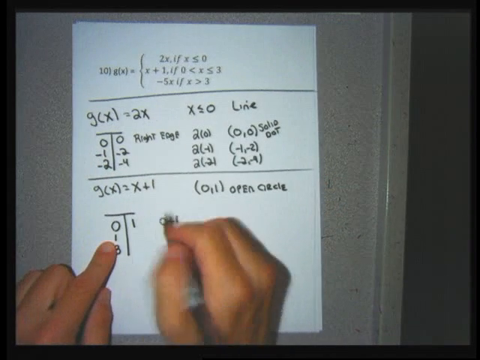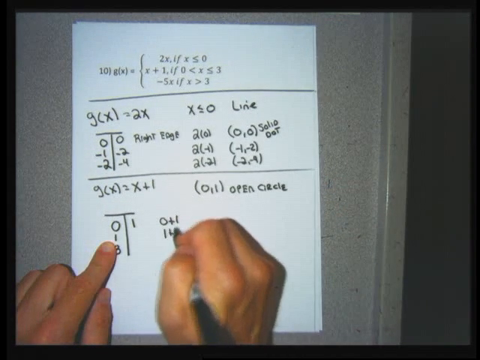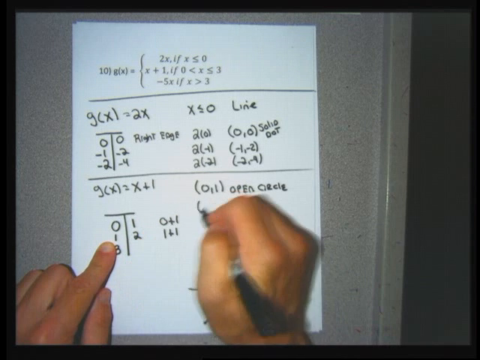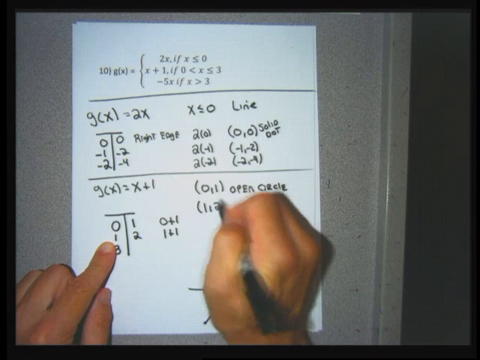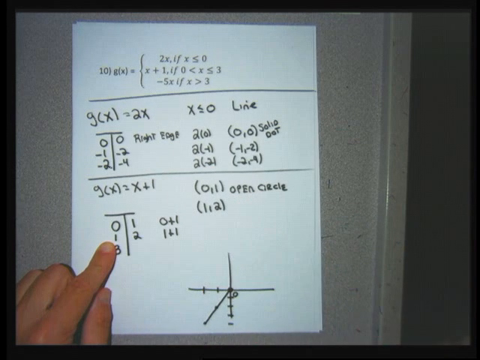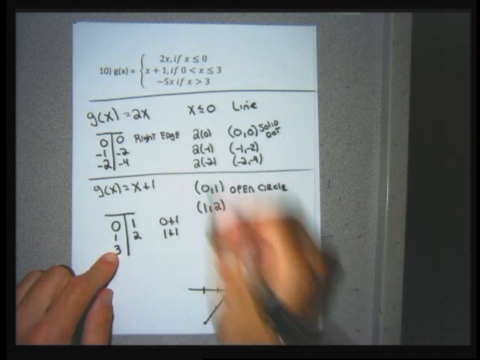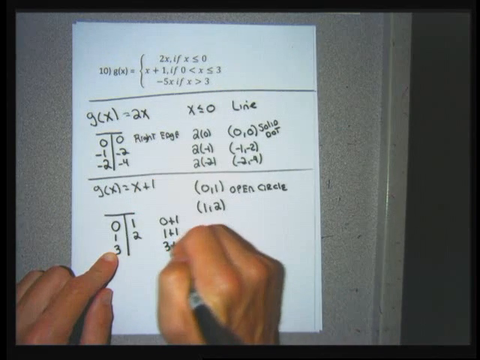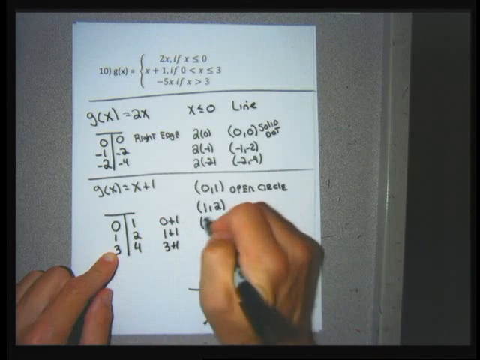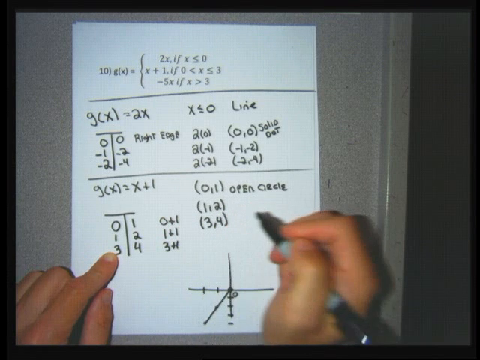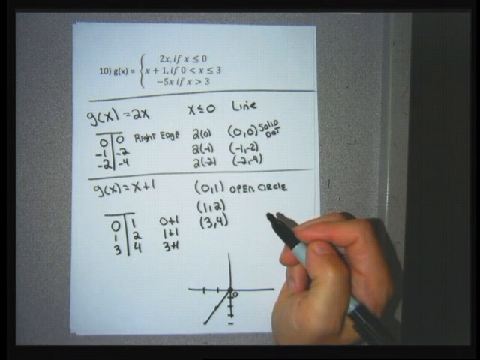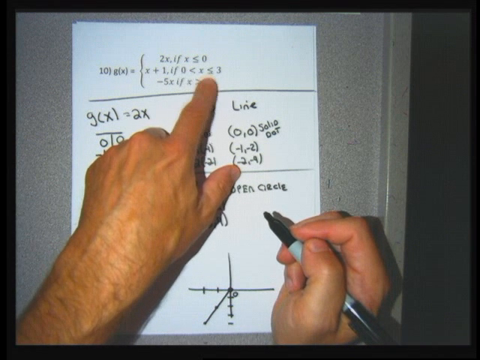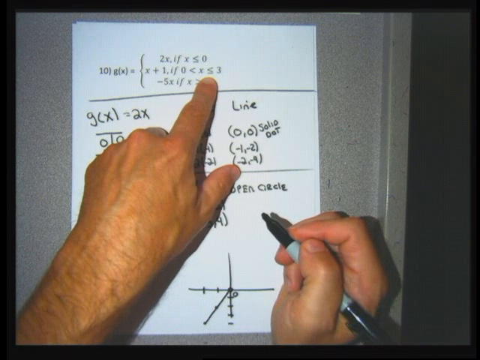I'm going to get an open circle. 1 isn't a boundary. A boundary point will always get a closed circle. When I plug 1 in for that x, I get 1 plus 1, which is 2. That's going to give me the point 1, 2. That's going to be a closed circle. And then the last thing I'm going to plug in is 3. I get 3 plus 1 is 4. So I'm going to plot the 3, 4. It's a boundary point. I have to decide whether it's an open or closed circle. I look at how the piece is defined, and it says for x less than or equal to 3.